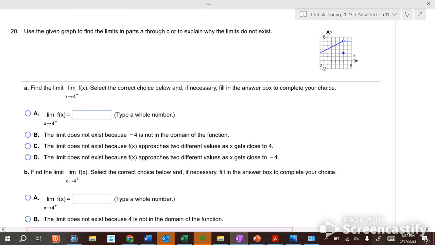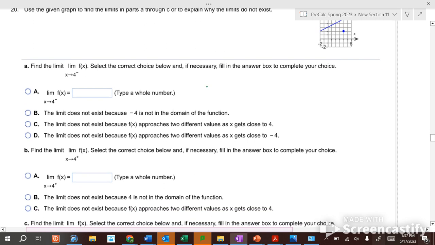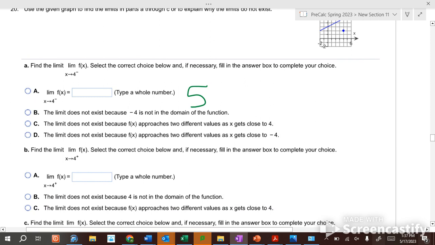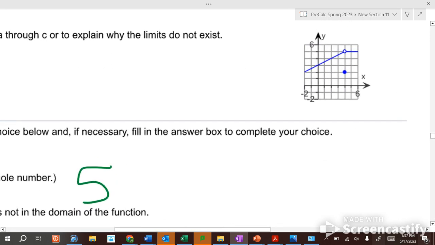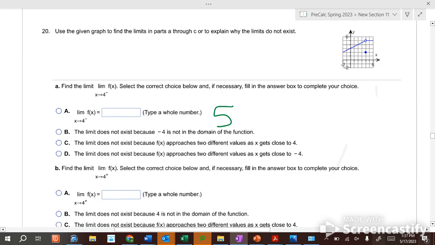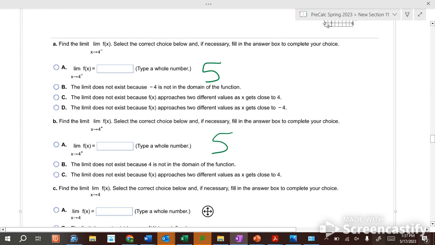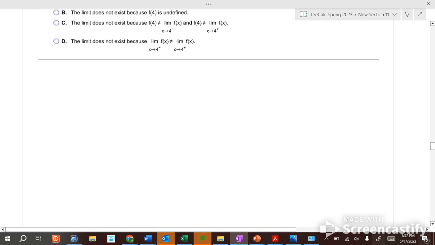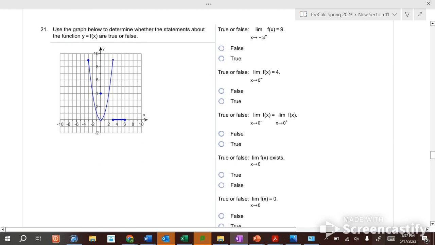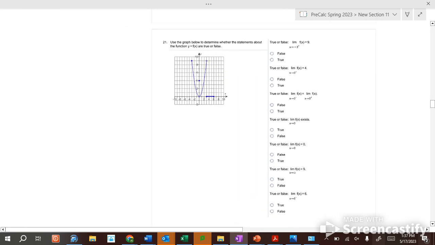Limits here. What's the limit as we go towards 4 from the left? 5. Ooh, you guys are good. It is 5. What's the limit of this as we're going towards 4 from the right? It's still 5. So what's the limit of that function? 5, because it's the same coming from the left and the right. They have to be the same to work there. Okay? And the last one, number 21. Ooh, it's a big one.